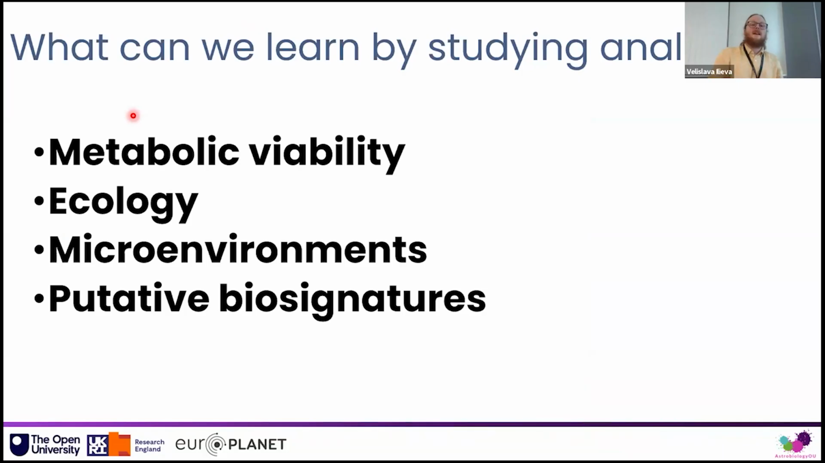What can we learn by studying analogues? Well, we can gain insight into many different things, but specifically we can gain an understanding with regard to the metabolic viability of organisms that can withstand that chemical environment, the ecology therein, the microenvironments and how we get variation in what we would perhaps otherwise consider a monolithic environment, and the potential remnants of life that may be left behind. So let's walk through these in a bit more detail.